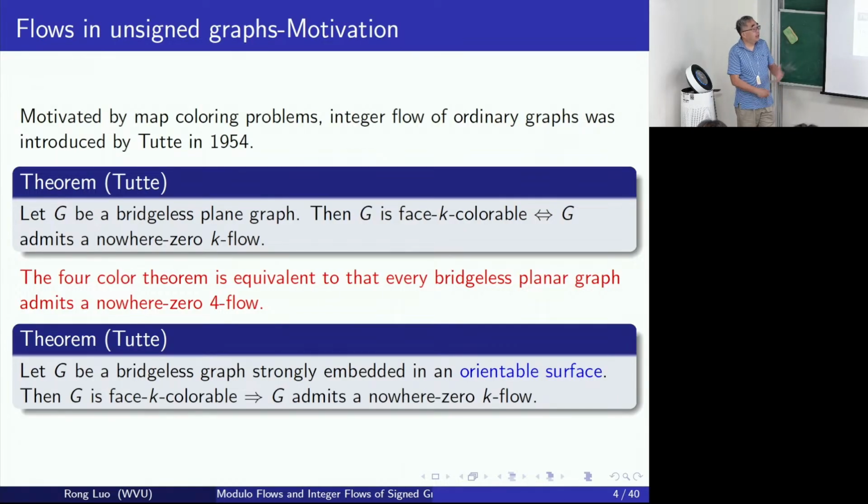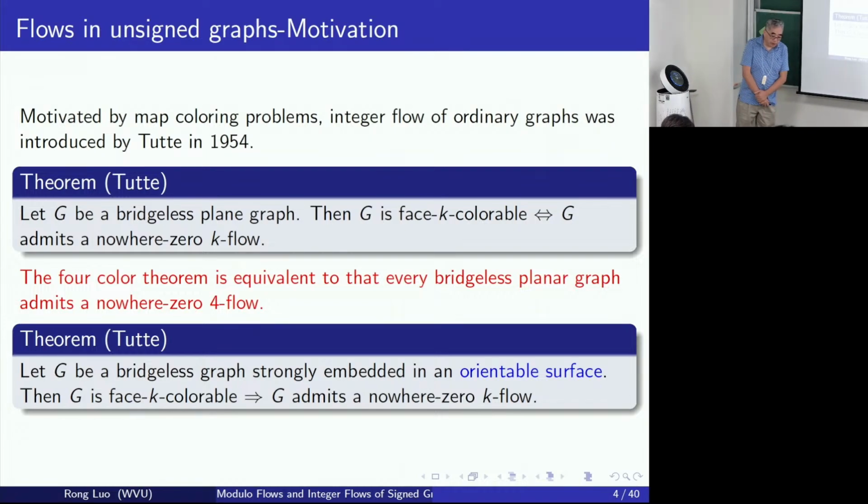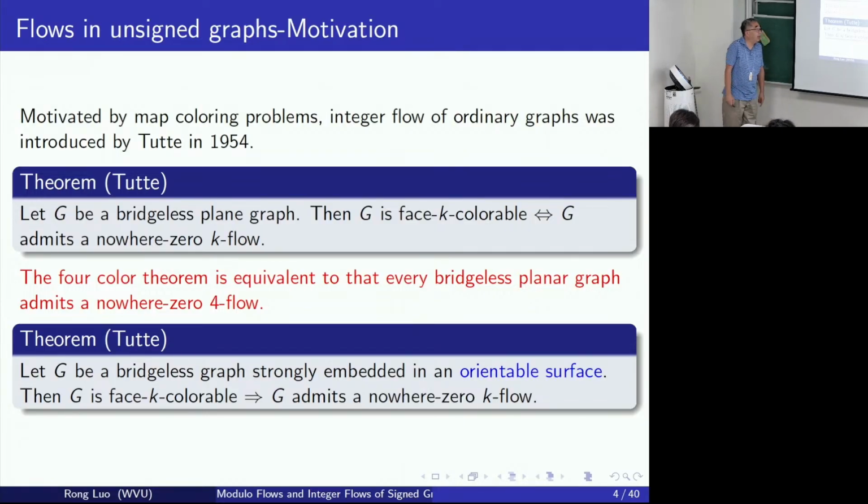More generally, a planar graph means you can draw the graph on a sphere. So more generally, you can look at an orientable surface. If G is a bridgeless graph strongly embedded in an orientable surface, what does strongly embedded mean? Roughly speaking, it means each edge is on the boundary of two different faces. So it's called strongly embedded.